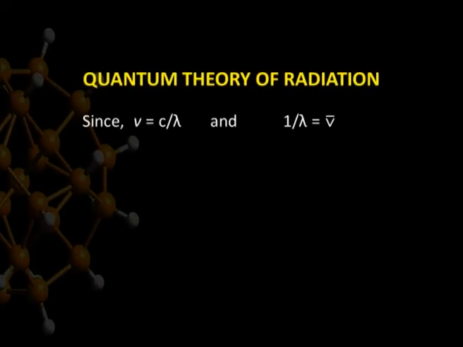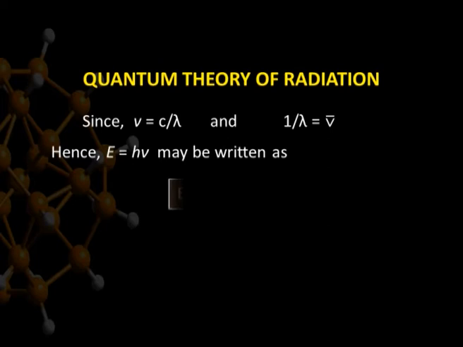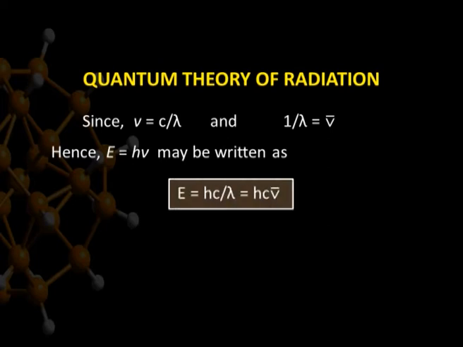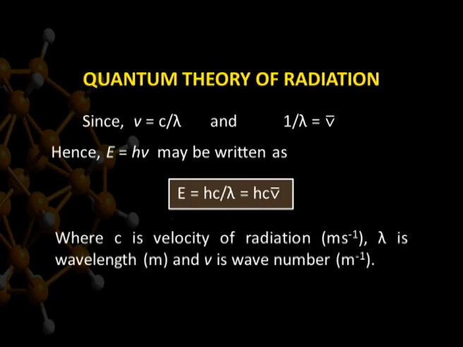Since nu is equal to c by lambda, and 1 upon lambda is equal to nu bar, hence E equals h nu may be written as E equals hc upon lambda, which is equal to hc times nu bar, where c is the velocity of radiation in meters per second, lambda is the wavelength in meters, and nu bar is the wave number in per meter.